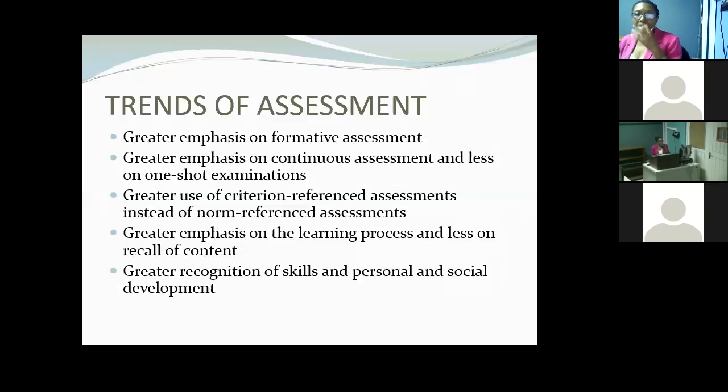And finally, there's a greater recognition of skills and personal and social development, meaning that it's not just about what the student can recall, but even about the person, who is this person becoming. Therefore we're not just dealing with the content per se, but how do you use this content? How do you apply it? How do you make it come alive in the sense that you want students to be able to make decisions about, let's say, the environment, about how they use resources, how they make decisions based on what they learn. So based on that, you create the kind of assessment activities that enable and allow them to do this.